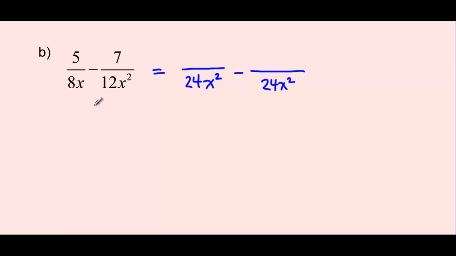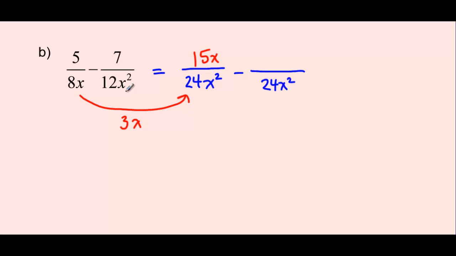Alright, so now we'll ask ourselves, how did we get from 8x all the way to 24x squared? What did we multiply by? Well, 8 times 3 got us to 24, and x times x got us to x squared. So we have to do the same move to our numerator. 5 times 3x is 15x.